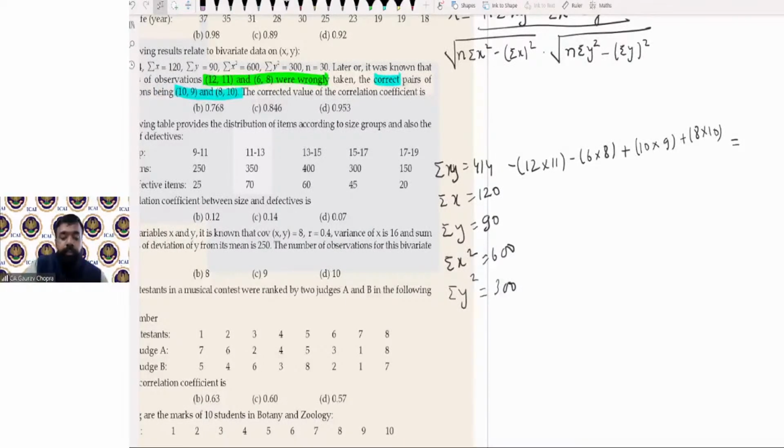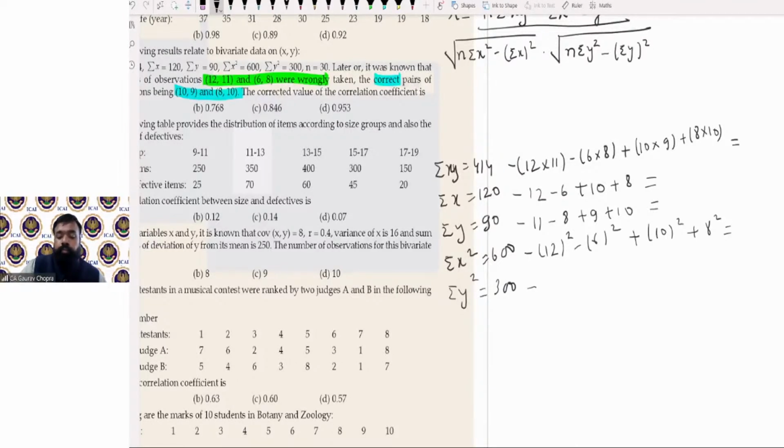Similarly, in sigma x, remove both wrong values of x, minus 12 and minus 6. The correct values are 10 and 8. Then the same for y: remove the wrong values, minus 11, minus 8, plus 9 and plus 10. For sigma x square, minus 12 square, minus 6 square, plus 10 square, plus 8 square. Then sigma y square: minus 11 square, minus 8 square, plus 9 square, plus 10 square.